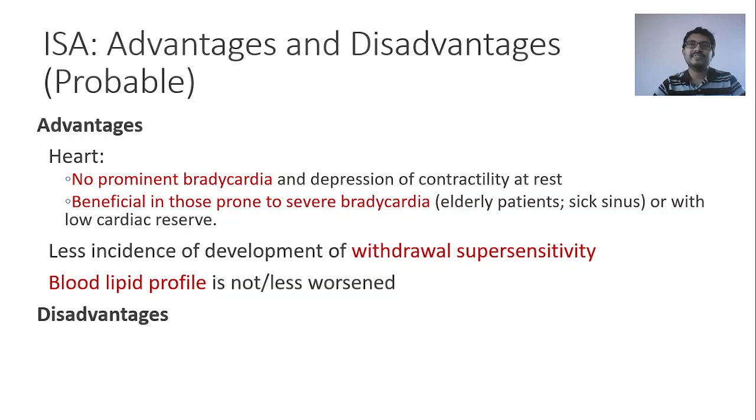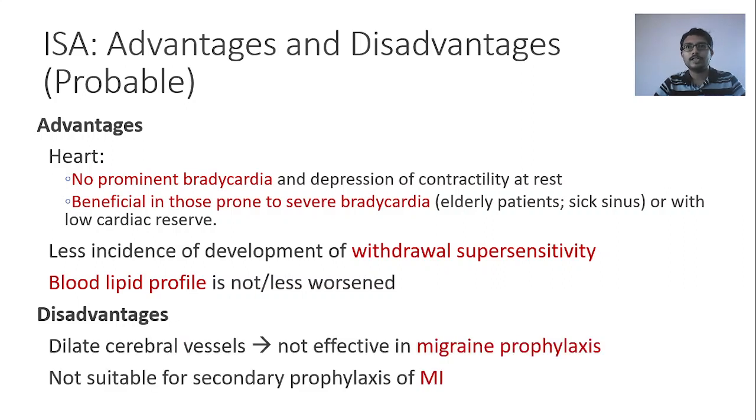This problem is less seen with a beta blocker which has intrinsic sympathomimetic activity. Why? Because these drugs are not completely blocking the beta receptors, they are mildly stimulating them. As a result, when you stop the drug, the chance of developing withdrawal supersensitivity is less. So this is the second advantage. The third advantage, which is not actually proven, is that there is less chance of a deleterious outcome on the blood lipid profile. This is the third advantage.